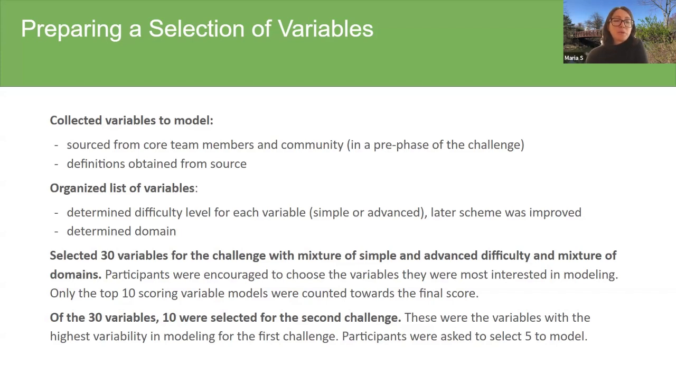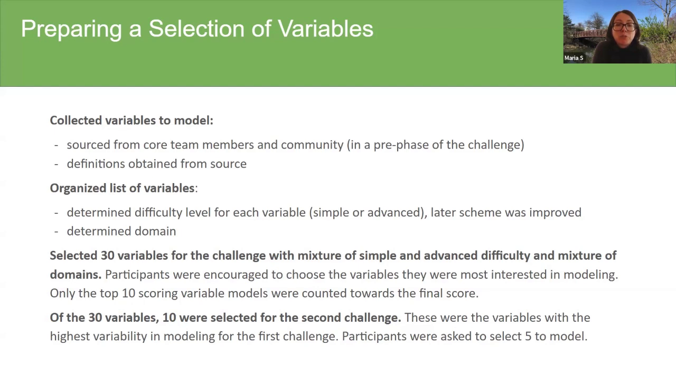First we determined the difficulty levels of the variables, and that was just simple or advanced. Later the scheme was improved, because this was just from an initial analysis of the variables, not a deep look at them. And then we also determined the domains of each variable. To select the 30 variables for the challenge, we chose a mixture of simple and advanced difficulty variables, and also a mixture of domains.